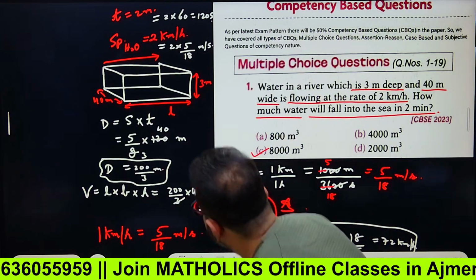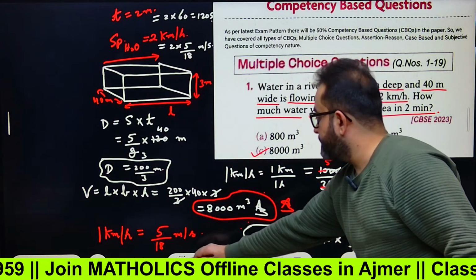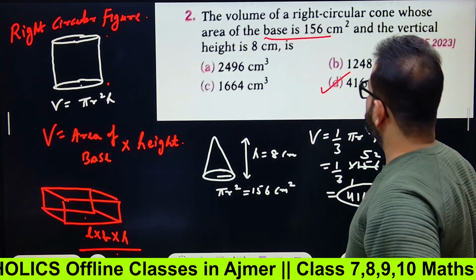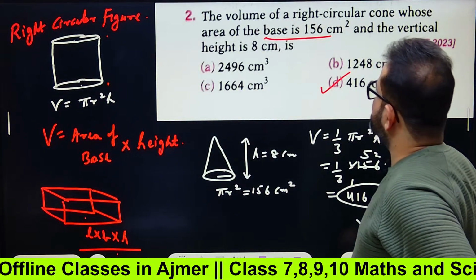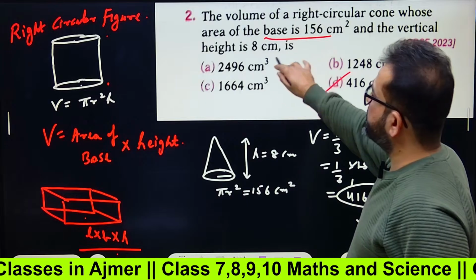Okay, I think everyone must have done this. So the answer will be 8,000 meter cubes. Next question. The volume of a right circular cone whose area of the base is 156 centimeters square and the vertical height is 8 centimeters.